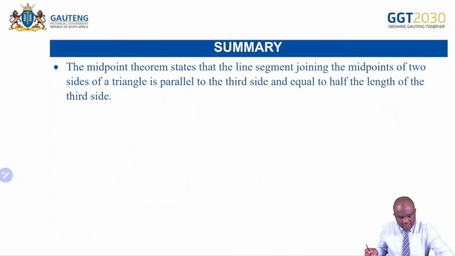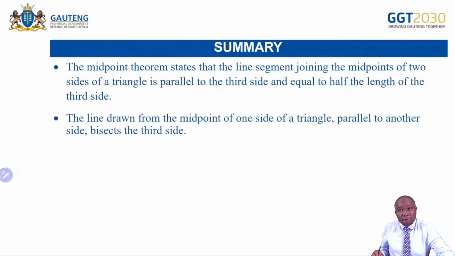Welcome back. We have said the midpoint theorem states that the line segment joining the midpoints of two sides of a triangle is parallel to the third side and equal to half the length of the third side. The line drawn from the midpoint of one side of a triangle parallel to another side bisects the third side, that's the converse of it.